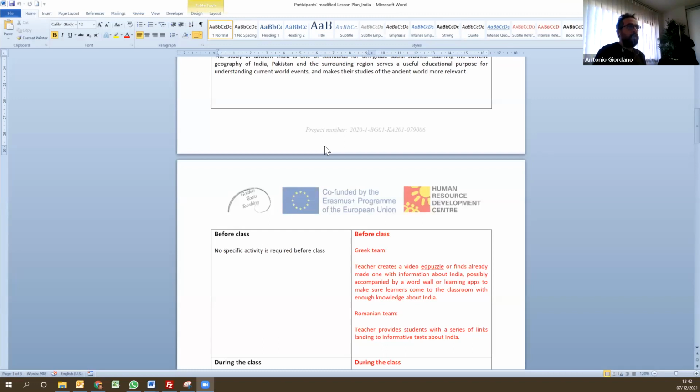This does not mean that teachers do not have to work, but again, if they already know about India, if they already know which is the page students should go to and so on, they don't have to prepare specific activities. The workload of activities for the teachers is much higher within the Flip the Future methodology, because before class, there should be some activities to focus on. And an input from the Greek team: teacher creates a video ed puzzle or finds already made videos with information about India, possibly accompanied by a word wall or learning apps to make sure learners come to the classroom with enough knowledge about India.